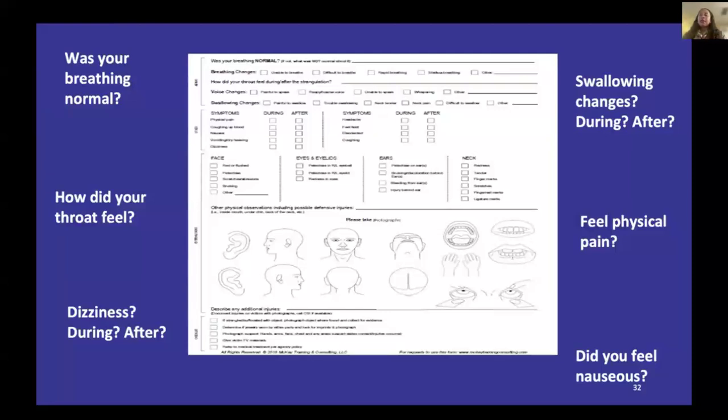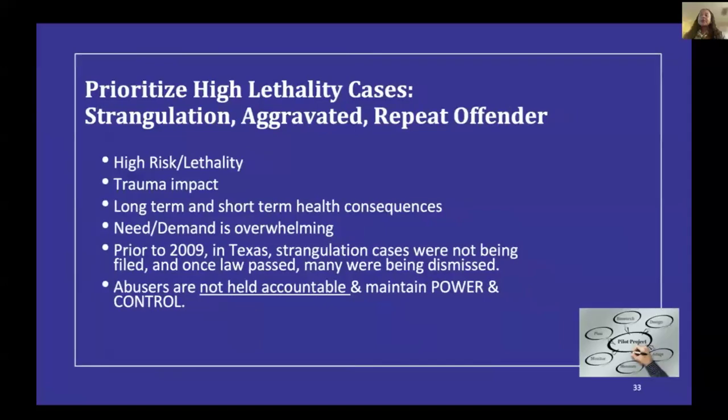You can subpoena this information from the forensic examiner or from the hospital, and you can have this information to use when you're asking for that protective order or you're seeking additional safety and support for that survivor. Next slide.